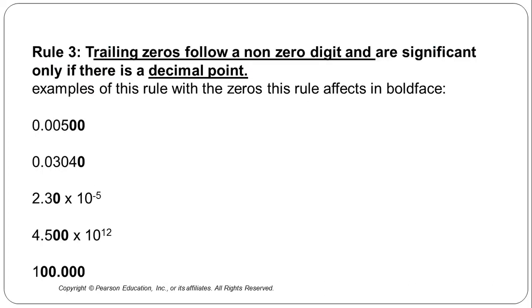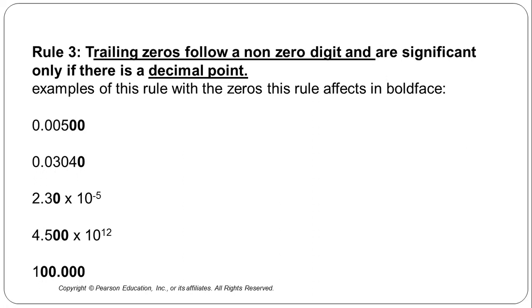Rule number 3: trailing zeros. Trailing means the zeros that follow a non-zero digit, and they are significant only if there is a decimal point. For example, 500 has only one significant figure. But if we write 0.00500, the first three zeros at the front are leading zeros, so they are not included. However, the ones at the end are included, because they are trailing zeros. The two zeros at the end are trailing zeros, so we count them as significant figures.